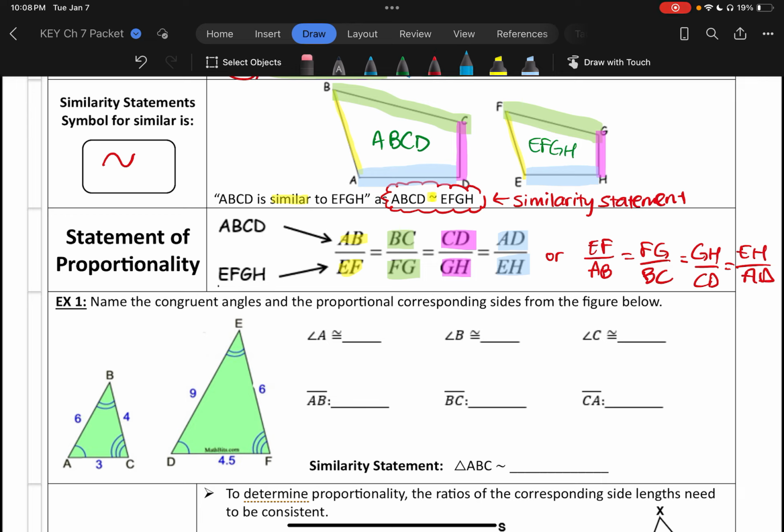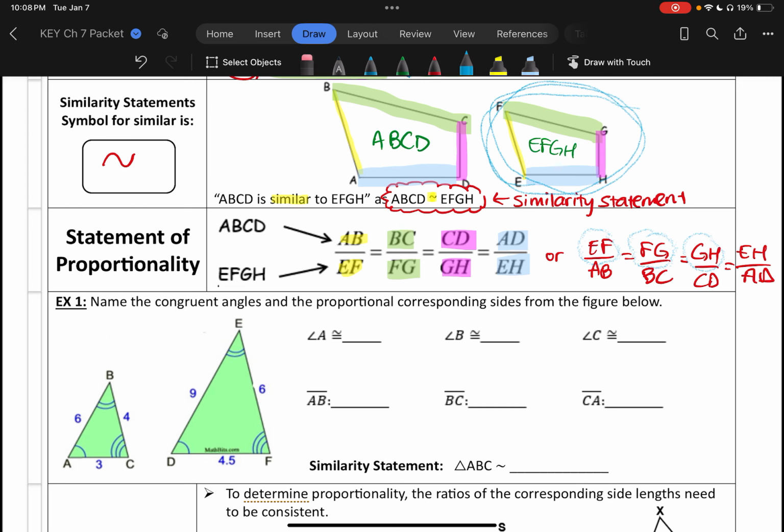What I mean by that is notice that the parts I'm writing on the top, I'm starting with EF, FG, GH. I'm putting those on the top. So you can be writing it either way. It's totally up to you. All that we ask is that you are consistent.